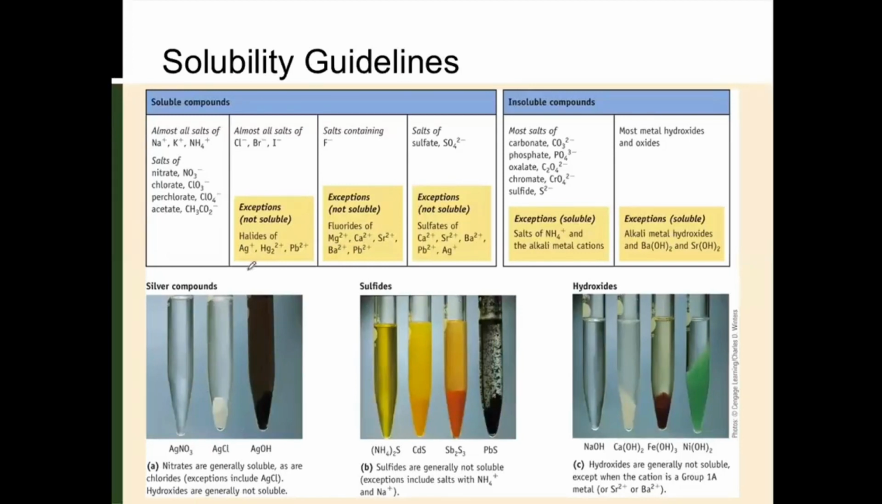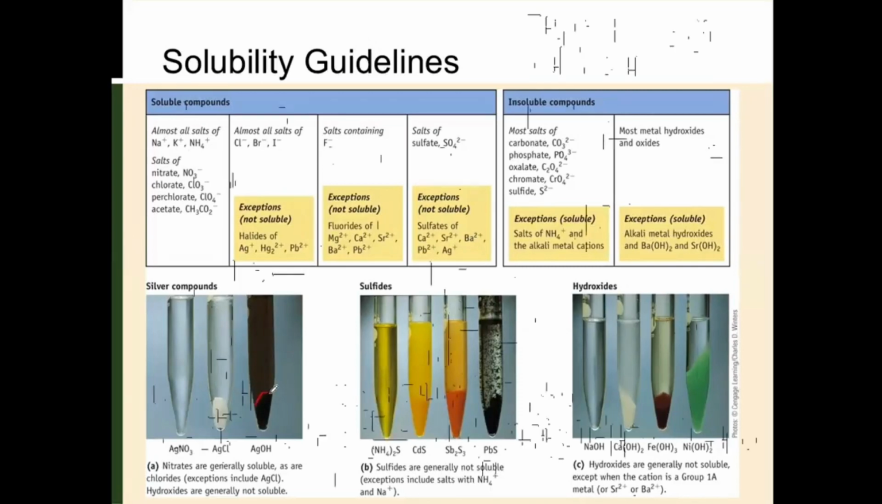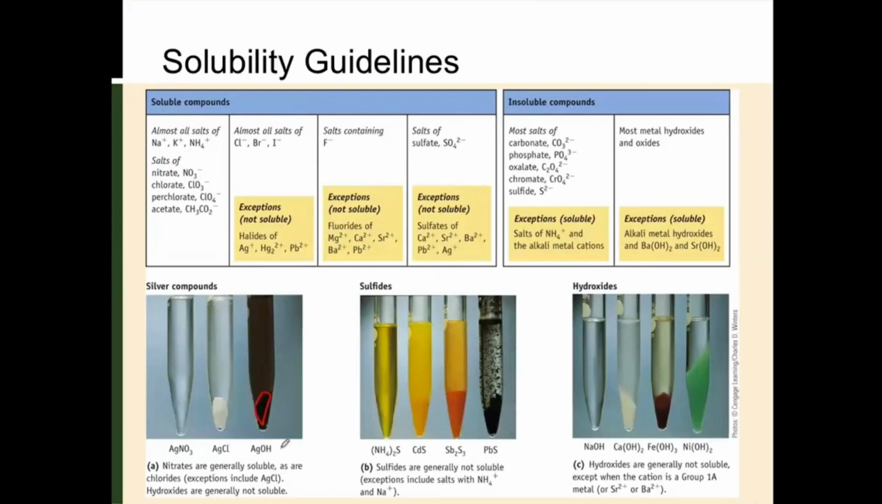That is an exception to this rule. Whilst that rule exists, there are some exceptions to it, and they're in the yellow boxes. And then silver hydroxide, some of which is soluble, but some of which is not. You can see here there's a little pile of silver hydroxide. That's the insoluble part, but some of it, a very, very small amount, can dissolve.